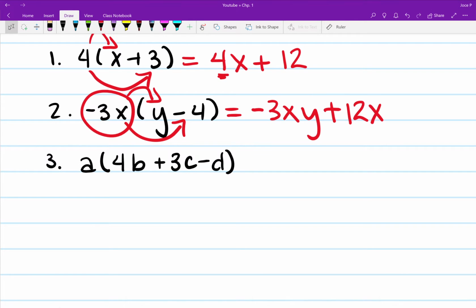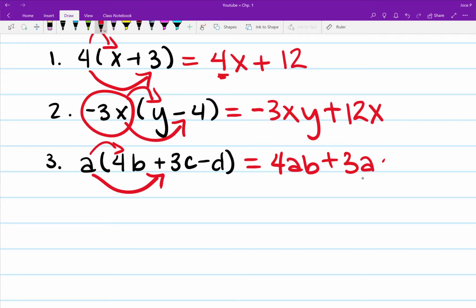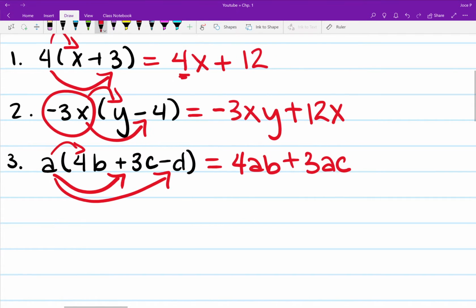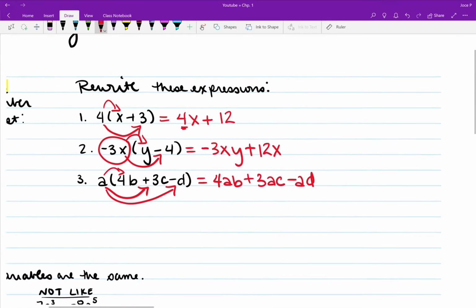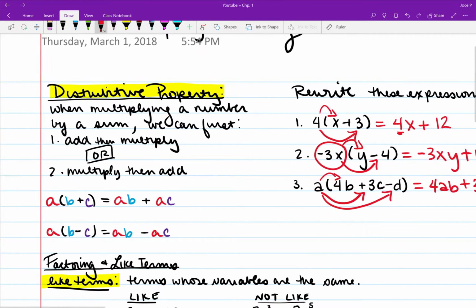Great. Next, we're going to do A times 4b. A times 4b is equal to 4ab. A times positive 3c is plus 3ac. And last, A times a negative d is minus ad. So here are some of our distributive property expressions examples.